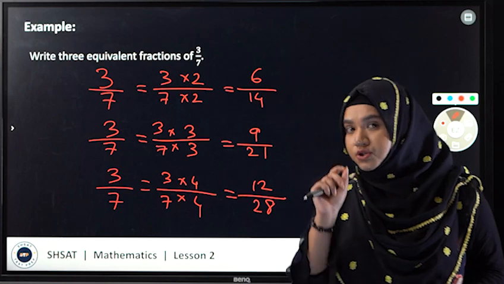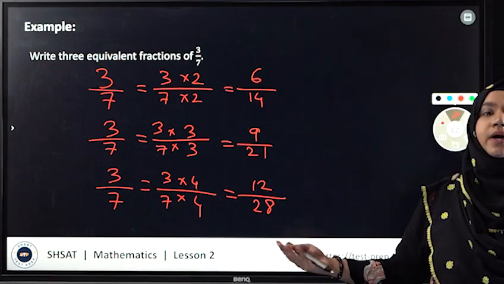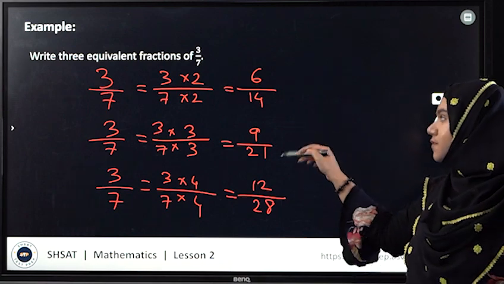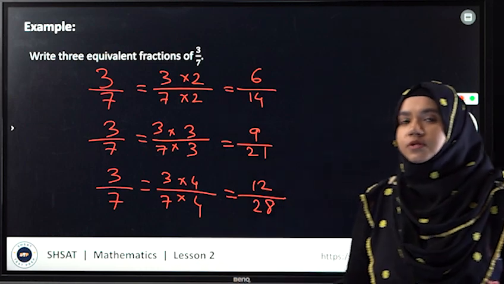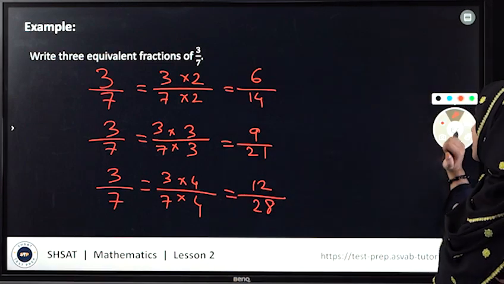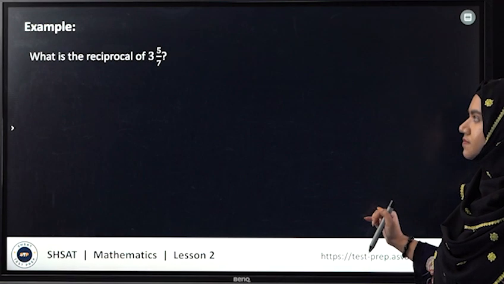If you're unsure whether or not my answers are correct here, what you can do is go back and simplify these and check if you end up with 3 over 7 for all 3 of them, okay? So that's basically how it works. Let's move on to the next question.